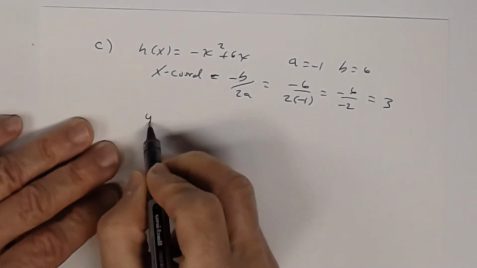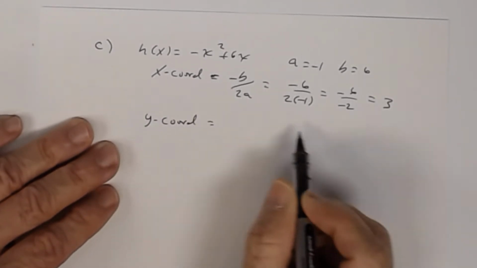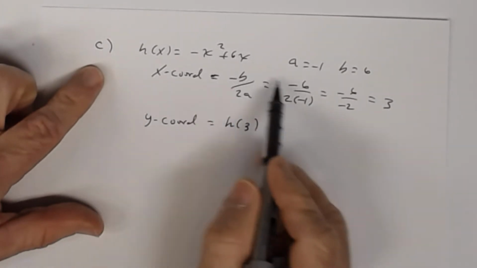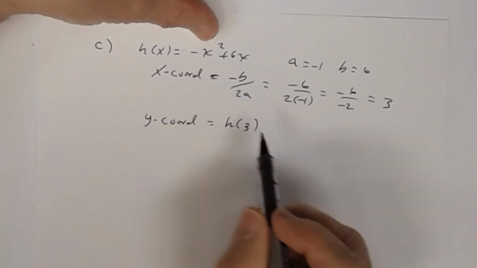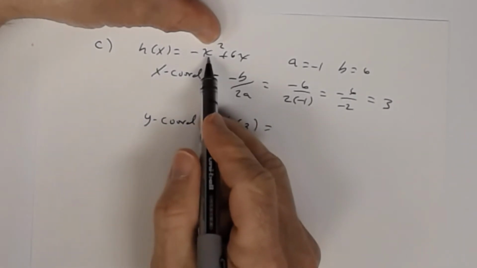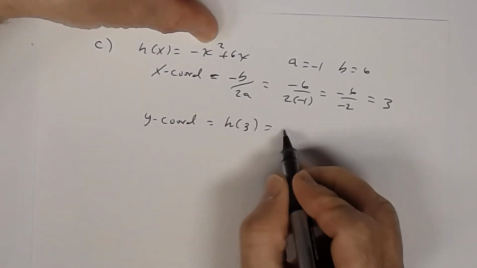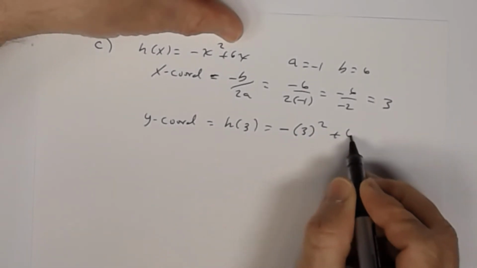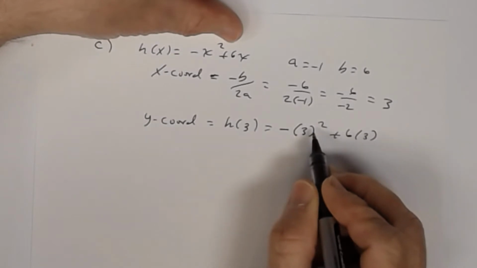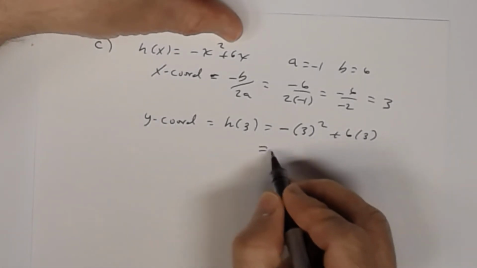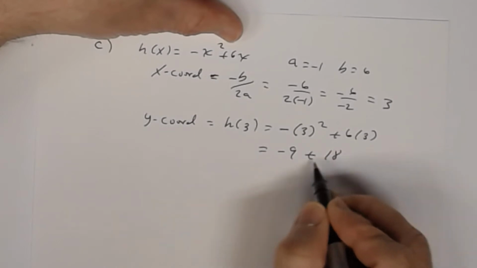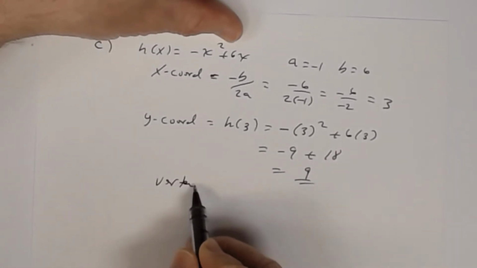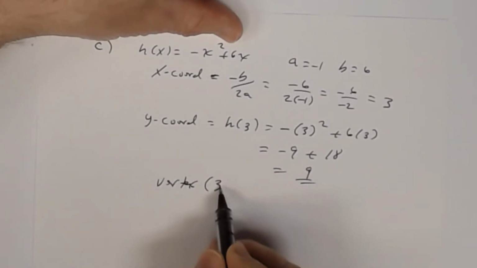And so the y coordinate then will be h of 3. Where we see the variable x, you're going to substitute 3. Now be careful with this little part here. Remember, this says you're going to square x first, and then take the opposite of that. So that really becomes this right here. And then plus 6 times 3. Well, 3 squared is 9, so this becomes -9. The opposite of 9 is -9. And then plus 18, which gives us +9. And so therefore the vertex will equal 3, 9.